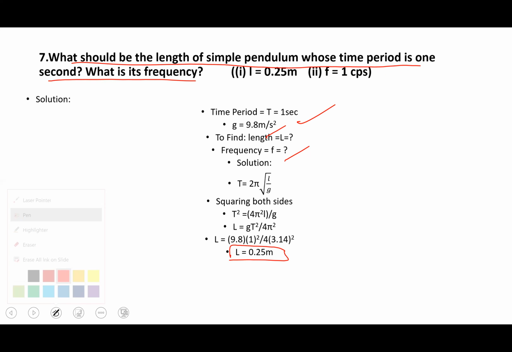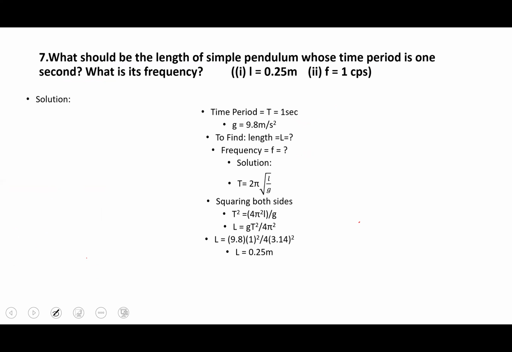Now for the frequency part. As we know that frequency is the inverse or reciprocal of time period, and the time period is 1 second. So 1 divided by T, or we can say 1 divided by 1, is equal to 1 hertz, and that is the required answer. But it is CPS. What does CPS mean? It means cycles per second, which is another form of saying frequency, or we can say hertz in this case.